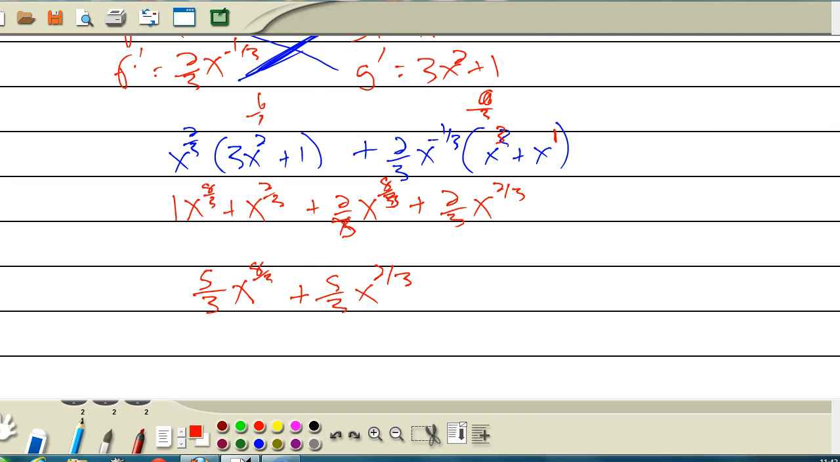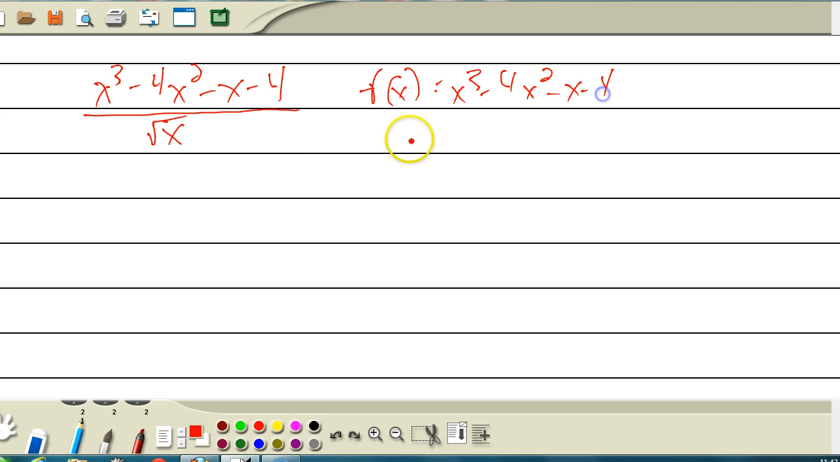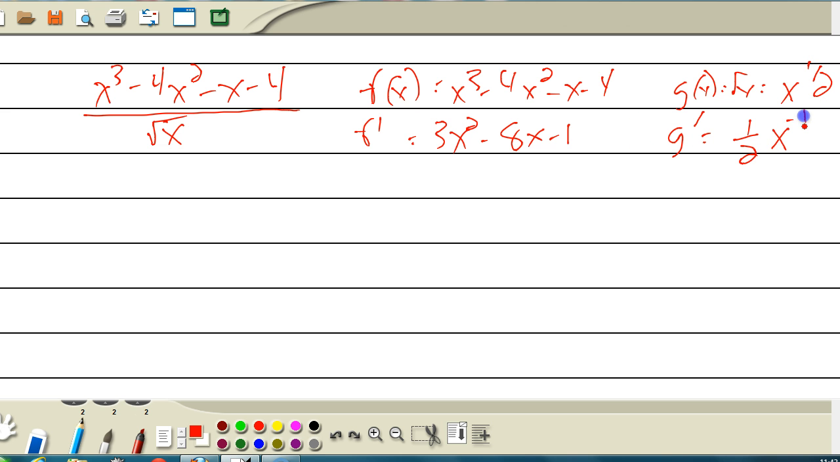And then the last one, it's going to be the same thing as the product rule. Alright, so once again, f of x is x cubed minus 4x squared minus x minus 4. F prime is 3x squared minus 8x minus 1. G of x is square root of x, or x to the 1/2. G prime is 1/2 x to the negative 1/2. Okay? Alright, so we're going to go ahead and do that now.